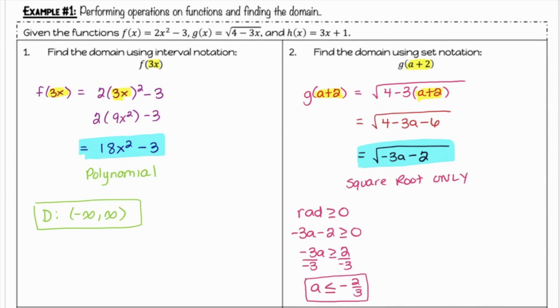So I end up at a is less than or equal to negative 2/3. Make sure you remember your rules of inequalities. When you divide by a negative number, that inequality switches. So you must remember to switch. Now that I have that inequality, I can represent this answer using set notation. So my domain is, so I have a such that a is less than or equal to negative 2/3.